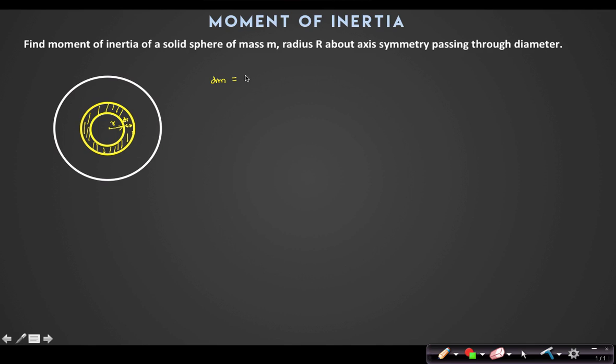Pi r square dr. It's not pi r square, it's 4 pi r square. What is the area of the shell? Is it pi r square or 4 pi r square? 4 pi r square. So that is the volume, 4 pi r square dr. And what is the mass per unit volume? m divided by 4 third pi r cube. So dm, the mass of that small shell, is 4 pi will get cancelled out, so it is 3m into r square dr divided by r cube. Have you got it? Now what is the moment of inertia for that small shell?